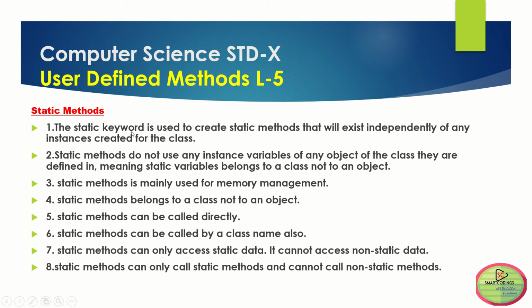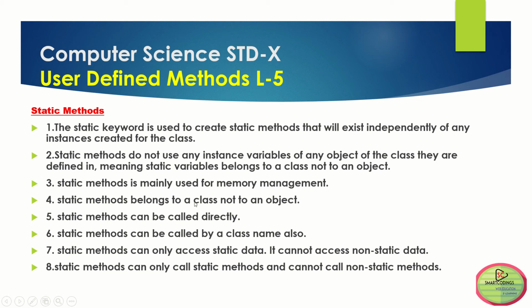The second point is that static methods do not use an instance variable of any object of the class. Static variables belong to a class, not to an object. So I hope you understand, whenever we declare any static variable with the static keyword, it belongs to a class, not to an object. And whenever we declare an instance variable, it belongs to an object, not to a class. Now the third point is that static methods are mainly used for efficient memory management. For that purpose, we use static methods.